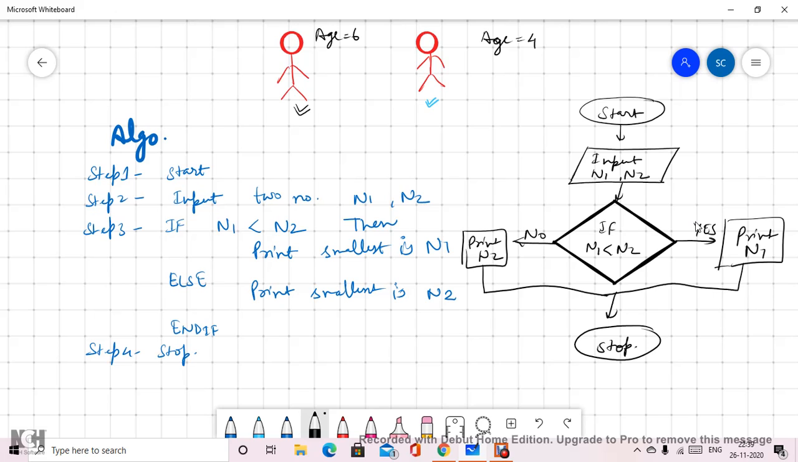So I hope you understood decision making, and in decision making we'll be doing some more example sets, but always remember that in a programming environment, a programmer needs to make decisions in their logic to write the program better.